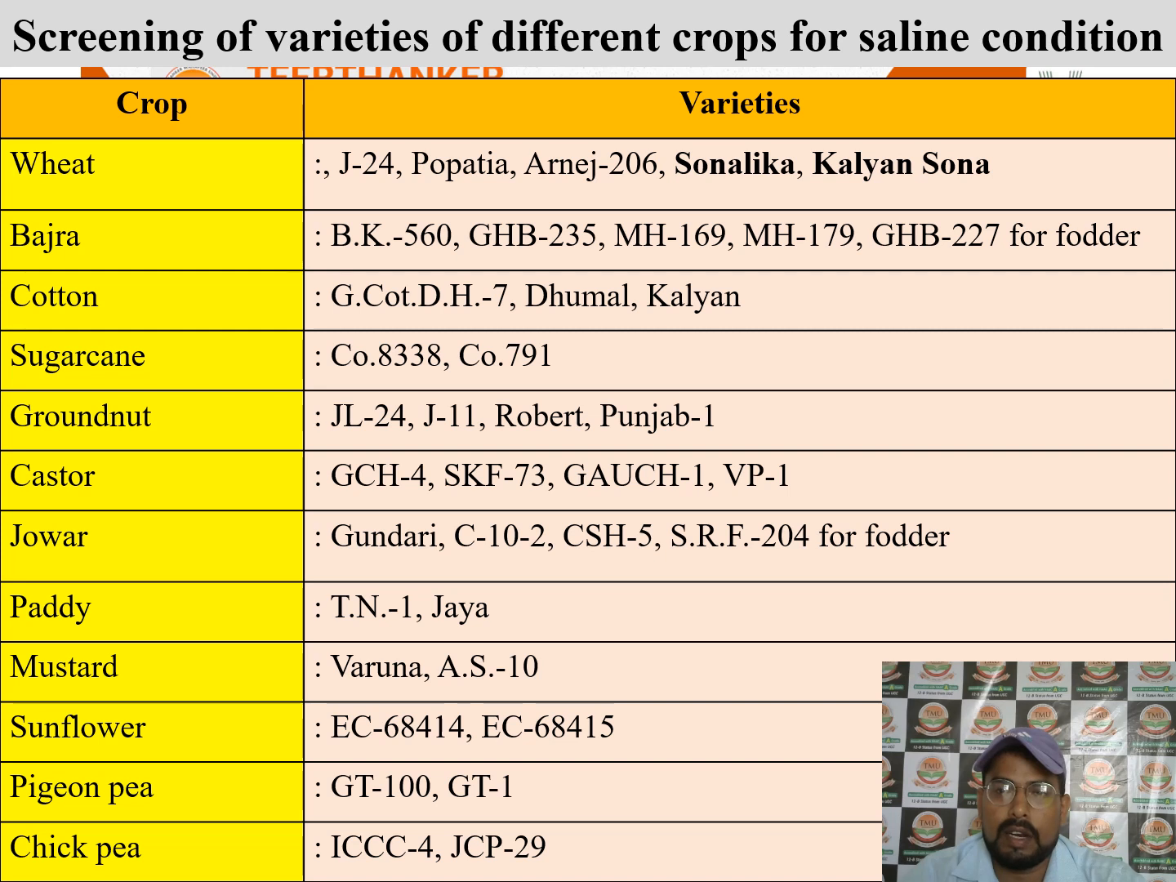And these are specific varieties, meaning salt resistant varieties, like wheat varieties Arnej, Sonalika, Kalyan Sona, and KRL 1-4. These are the salt resistant varieties of wheat and paddy. The growing crops are jar, paddy, mustard, sunflower and chickpeas.